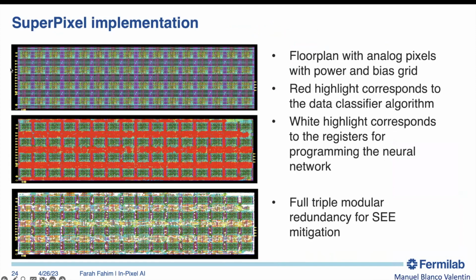Okay, so here is what the super pixel looks like. This is 16 by 16 sensor pixels or 8 by 32 readout IC pixels. Here you can see these are the analog islands with all the power distribution, and the highlighted red region is the digital algorithm, the data classifier algorithm. And if I highlight the registers, which are storing the weights, the white highlighted areas are all the registers. Yeah, we plan to do full triple modular redundancy for SE mitigation.